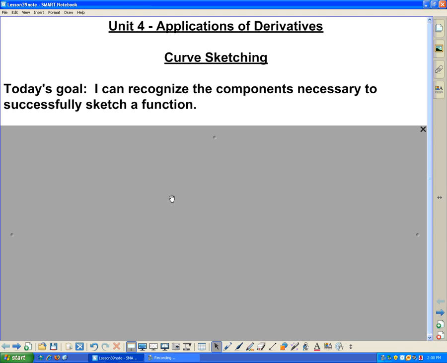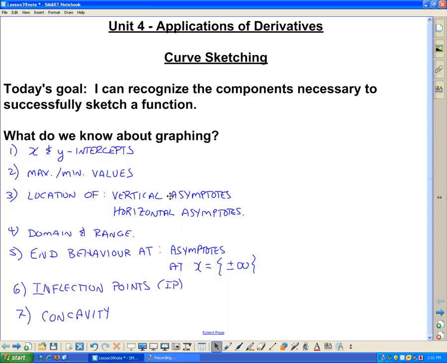A lot of these screens are already pre-done. Basically, you can pause it, copy out the screen because there's no errors, and then you can listen to the discussion that goes on. So the first thing I always ask you in a classroom setting is, what are the requirements? What's necessary to graph or sketch a function?